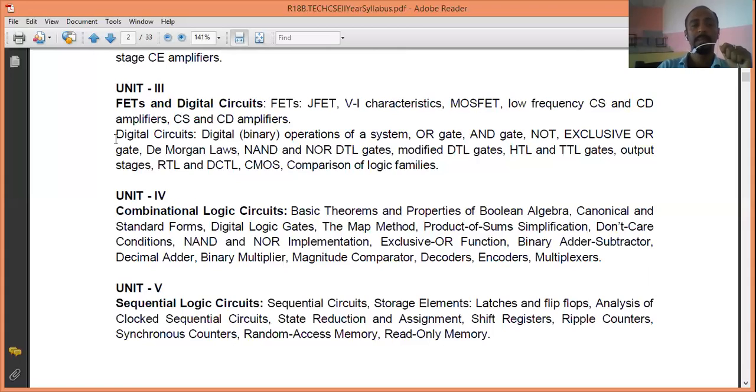Okay, your syllabus is made very concise. The previous batches had to study two different subjects. Digital electronics was a separate subject and analog electronics was a separate subject. But for you, it is clubbed together and the portions are reduced, and you are made to study digital and analog electronics.